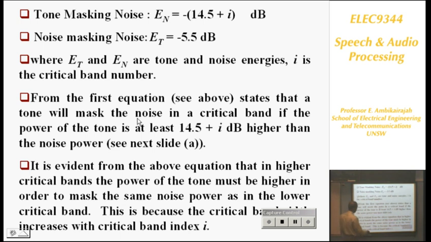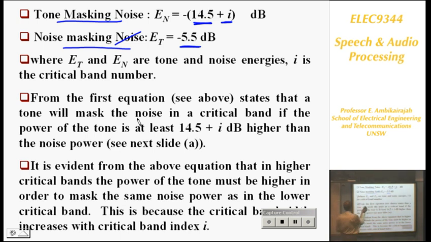So we don't need to go too much into detail, these are all well given. A tone masking the noise is calculated by minus 14.5 plus I, where I is the critical band number. If your number is 1, it will be minus 15.5. Then noise masking the tone is minus 5.5 dB. That's already been measured and tested, so you have that value.